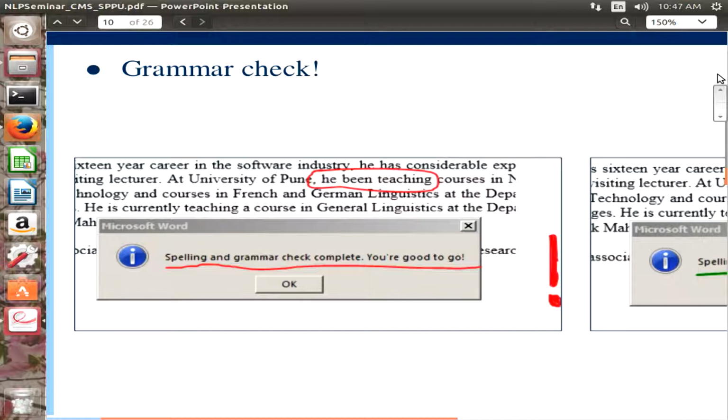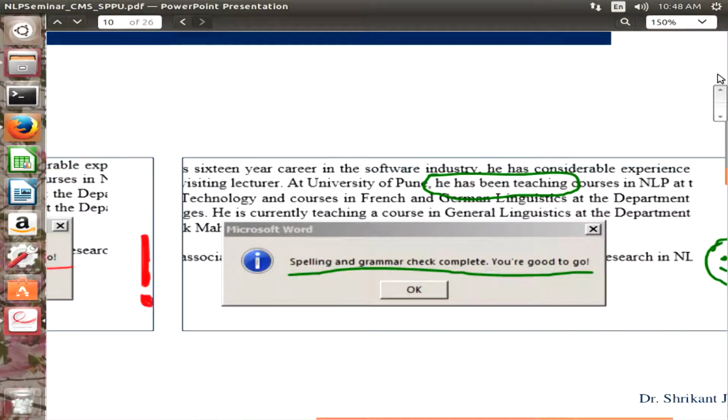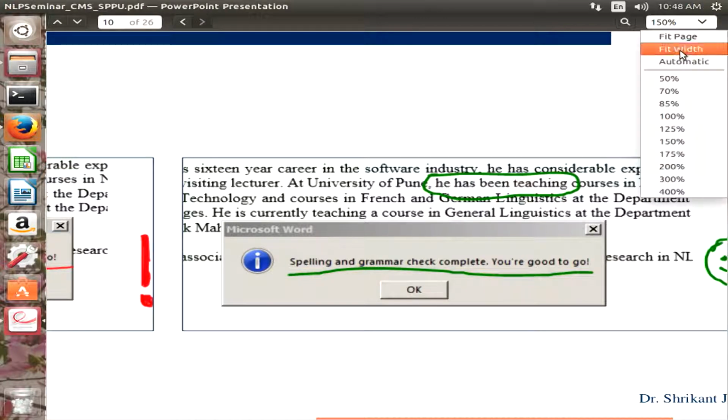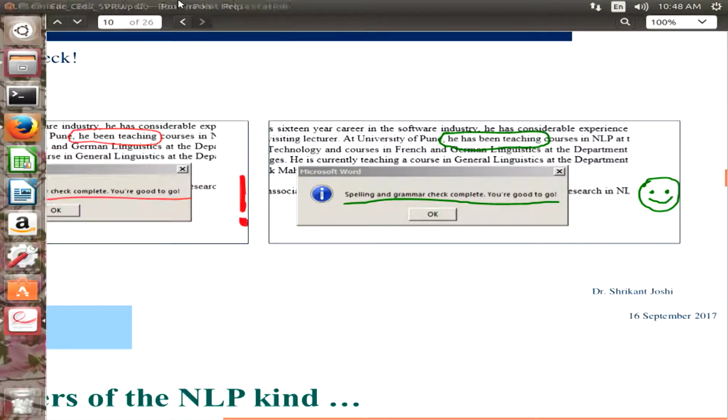Do you see this? And this happened to me yesterday, by the way. So, and then I corrected it, and it still says you're good to go. So, well, that's the state. The grammar checkers we encounter all the time. Then, what else do we have?